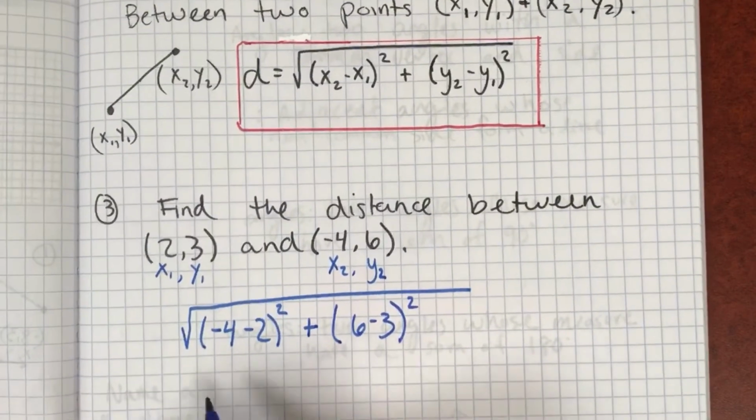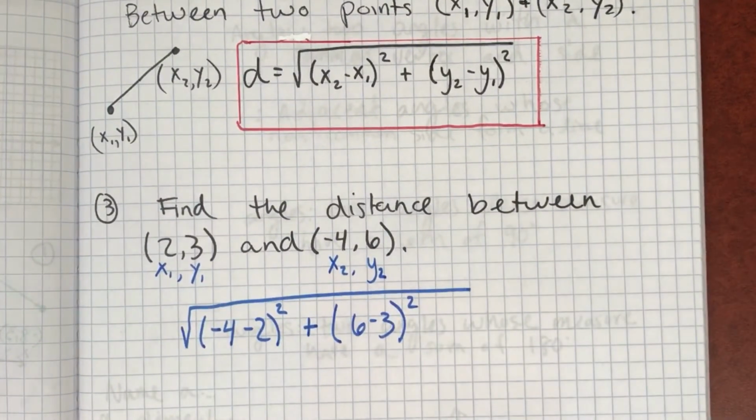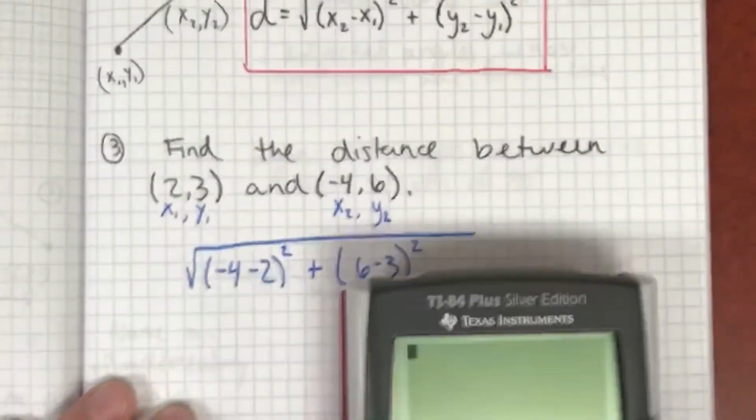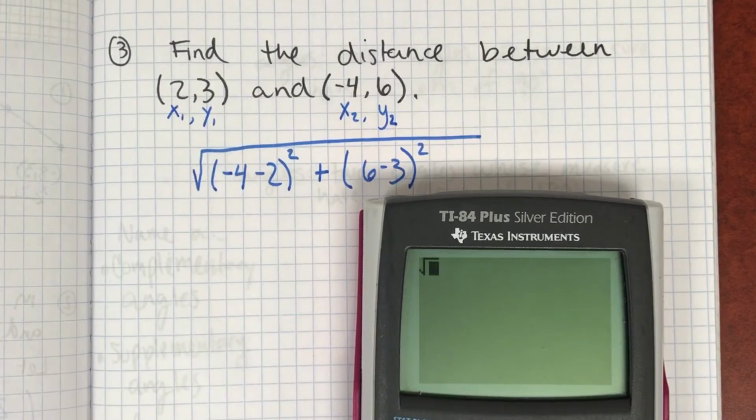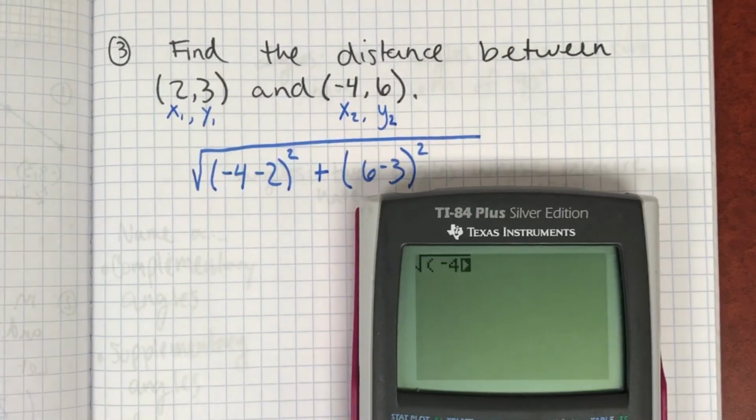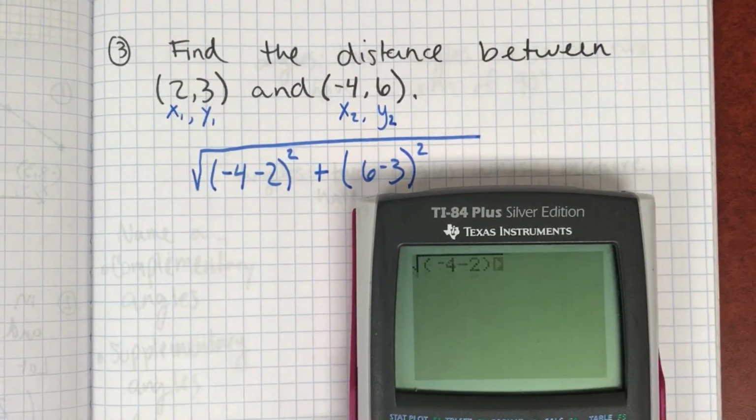And the fun part about this is we can plug this into our calculator. Okay, and so if you do, just type everything in. Make sure you keep all of your parentheses. That's one of the biggest things. If you make a mistake on this, it's probably because you don't have parentheses in there.